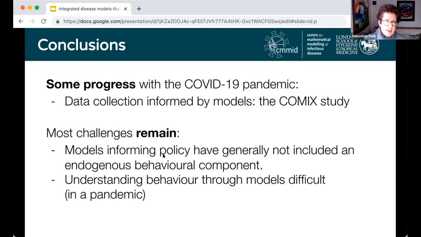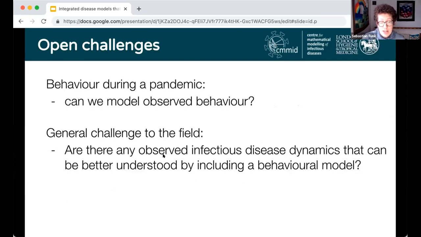On the other hand, we haven't really learned how to model behavior in the pandemic, and as a consequence, we don't really have any way of predicting what's going to happen, and we haven't seen the emergence of these kinds of endogenous behavioral components in models that inform policy. And so I think the open challenge remains whether we can change that, and maybe we can't, and maybe that is the answer to the question of whether we model behavior endogenously or exogenously.